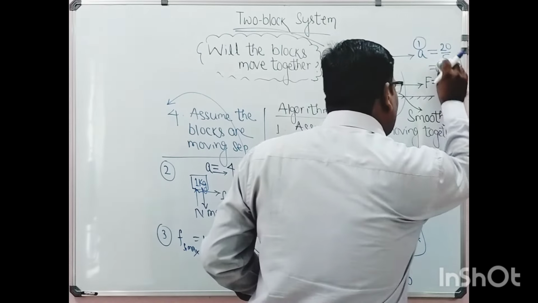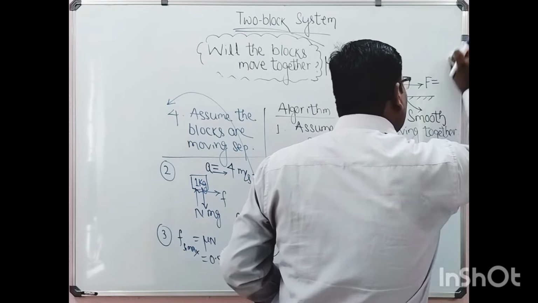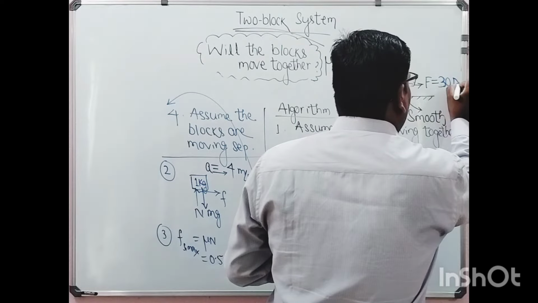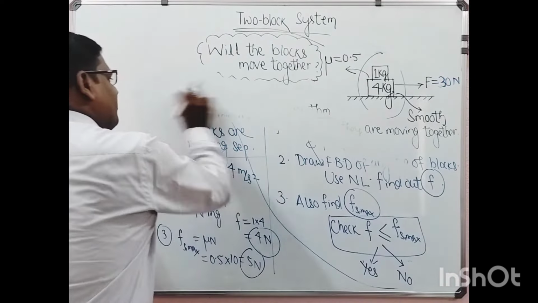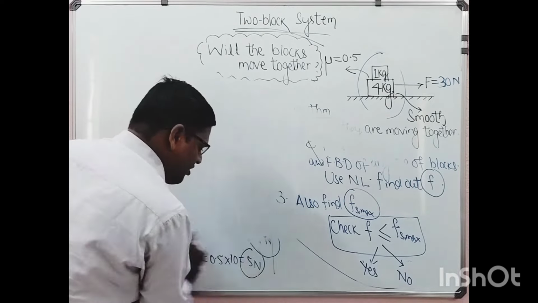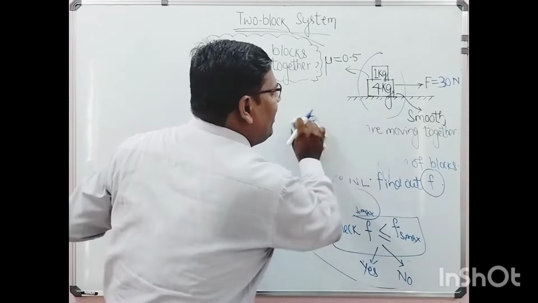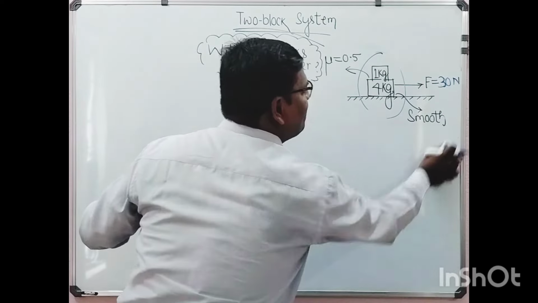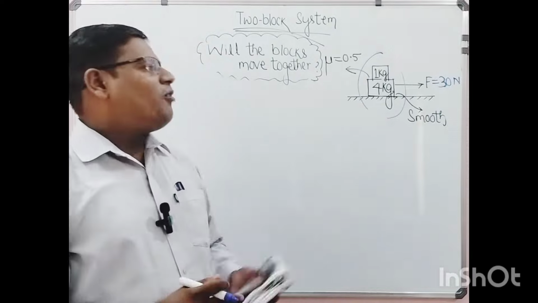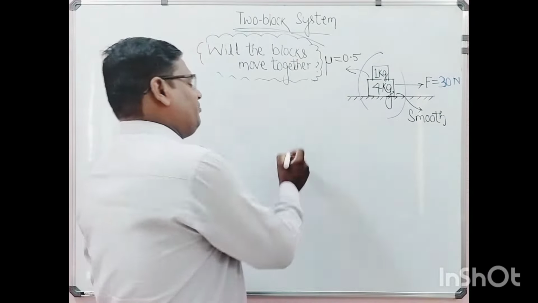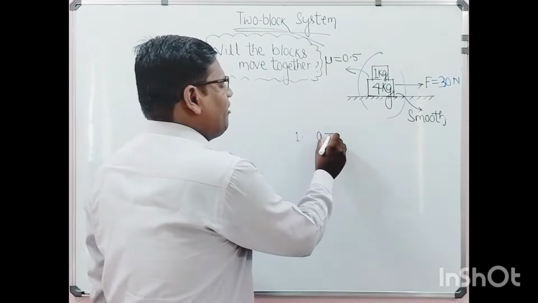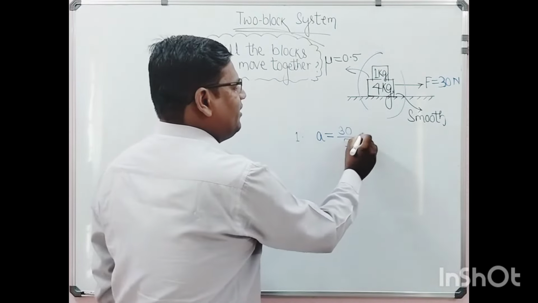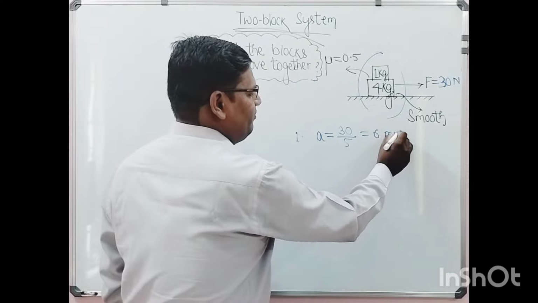Let's change this value. Let's make it 30 Newton and again solve this question. Let's find out the accelerations of the bodies and the friction force acting. Let me apply the 5 steps again for this data. Hope all of you remember the algorithm. First step, assume they are moving together and find the acceleration. Force 30 Newton, total mass 5. This comes out to be 6 meter per second square.